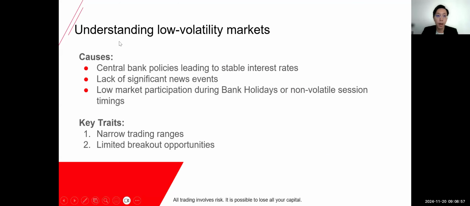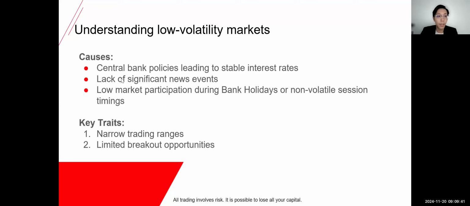So a very simple breakdown of what low volatility markets are, also known as your consolidation phase. This is caused by central bank policies, which lead to stable interest rates. Whenever you see news such as the Feds deciding to maintain interest rates, such news will not affect the market much, right? But if the news comes out as either a decrease or an increase of 0.25% in interest rates, then you will see huge candles.